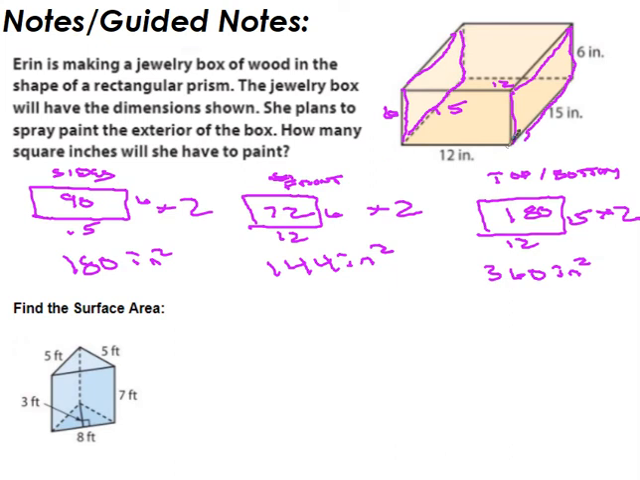So what I did is I found the area of all the outside edges, and now I have to add all of those together. So I need to do 360 plus 180 plus 144. When I add all those up, I get 684 inches squared. And that would be the surface area of this particular box, 684 square inches.